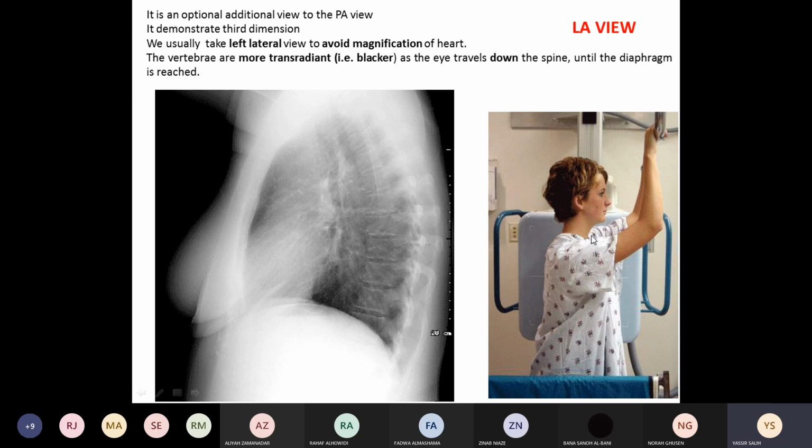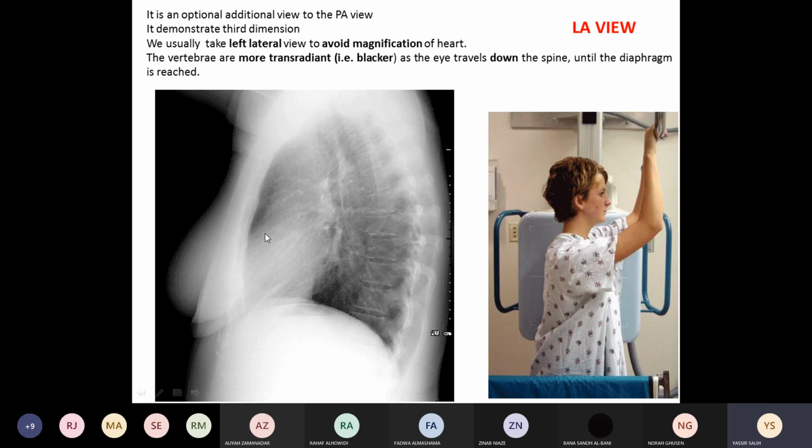So the heart is located in the left side. So lateral film is usually done with the left side in contact or closer to the film, and the right side closer to the X-ray tube, towards the X-ray tube. Why? To avoid also magnification of the heart. So this lateral view should be done with the left lateral side against the film. So this is a lateral view of the chest X-ray.